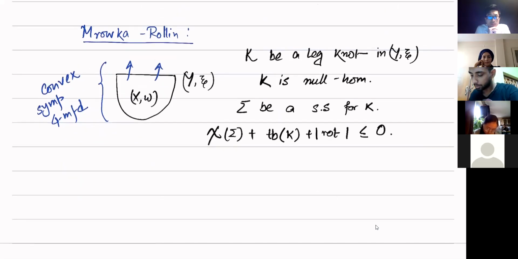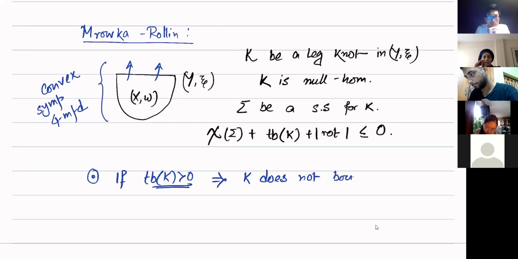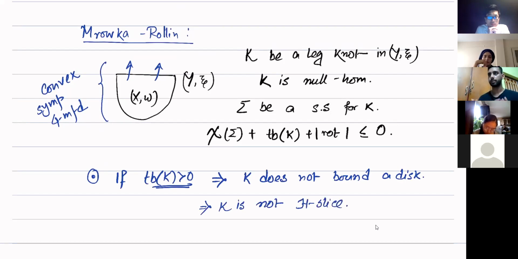So now let's come back to the main interesting part. What it is saying is that if the Thurston-Bennequin number of K is bigger than 0 in this context, then that implies that K doesn't bound a disk, or in the above definition, that K is not H slice. Okay. So this is a very interesting known result. So anyone has any question on this definition or this result?